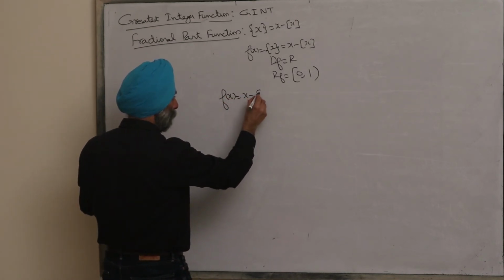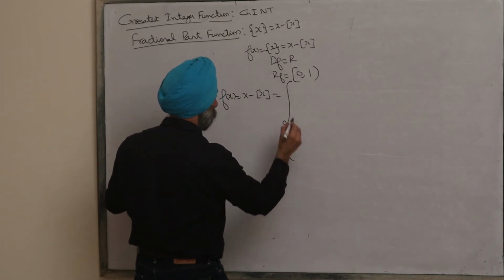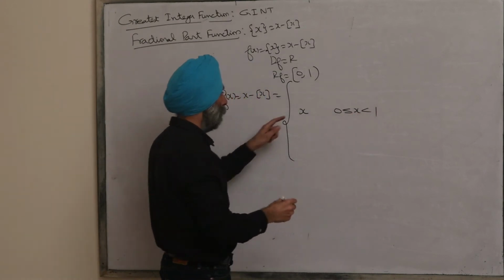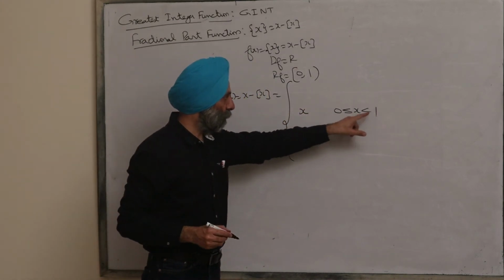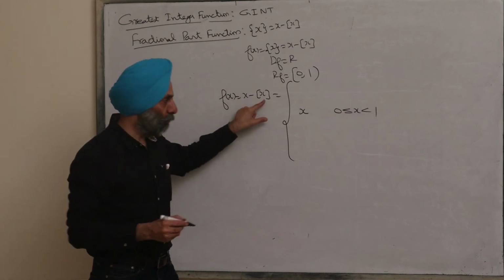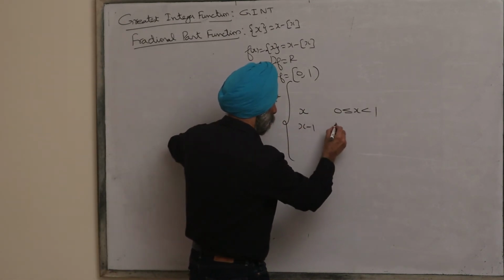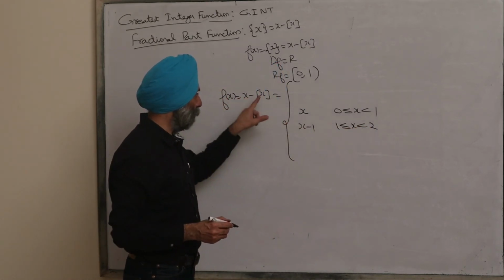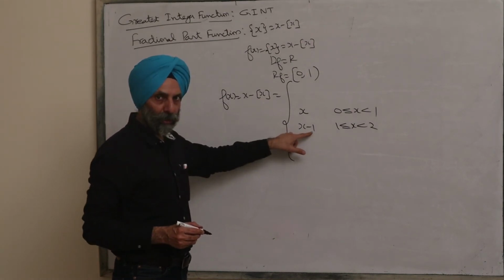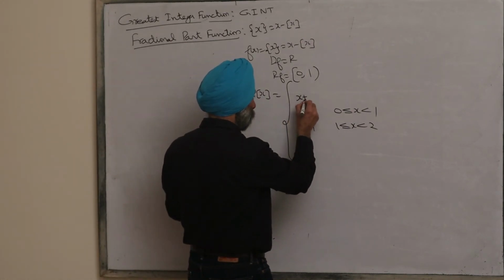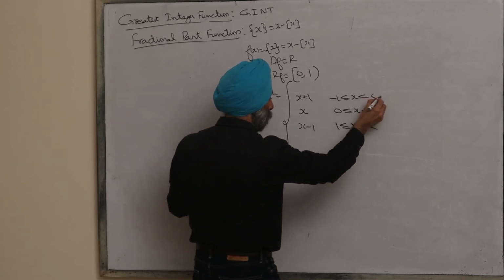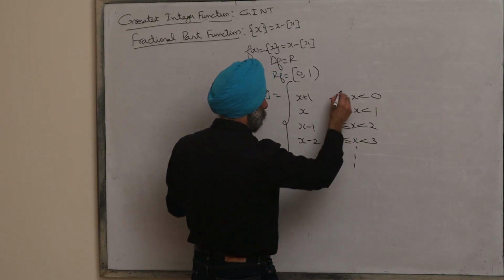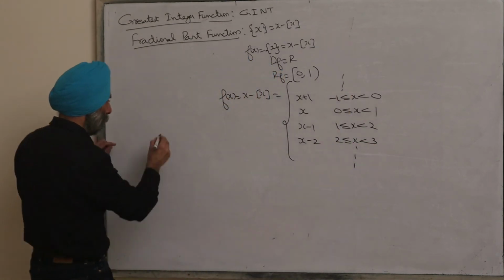Now, f(x) is equal to x minus the integral part of x, which is equal to x when x belongs to 0 to 1. Why is it x? Because we know that when x belongs to 0 to 1, the integral part of x is equal to 0. It is x minus 1 when x belongs to 1 to 2. Why? Because as x belongs to 1 to 2, the integral part of x will be equal to 1. So that's why it is x minus 1. It is x plus 1 when x belongs to minus 1 to 0. It is x minus 2 when x belongs to 2 to 3 and so on. So how to plot the graph of this?